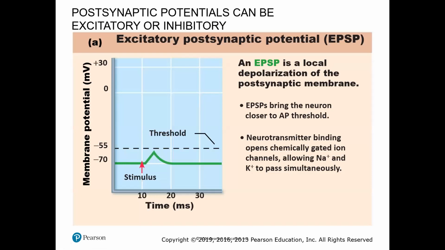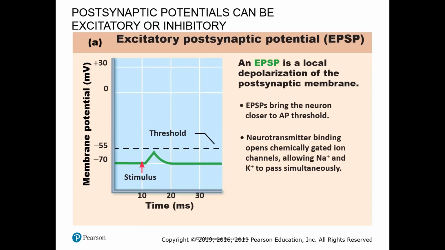So postsynaptic potentials can be excitatory or inhibitory. This is an excitatory one. It's based on a localized depolarization of the postsynaptic neuron, usually at the dendrite. We haven't reached threshold yet, but we are depolarizing the postsynaptic neuron. And the more neurotransmitter that we can release into the synaptic cleft, the closer we're going to get to threshold. All we're doing here is generating graded potentials that may get us to threshold, because that's all that's happening.